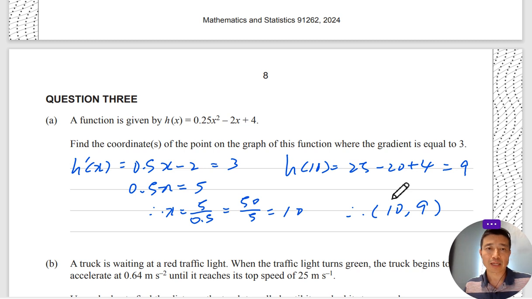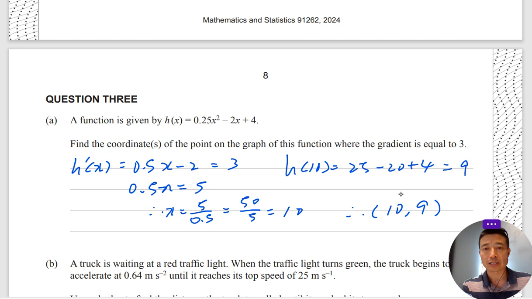All right, question 3. A function is given by that. Find the coordinates of the point on the graph of this function where the gradient is equal to 3. So you differentiate the h of x and just set this one to be 3, right?